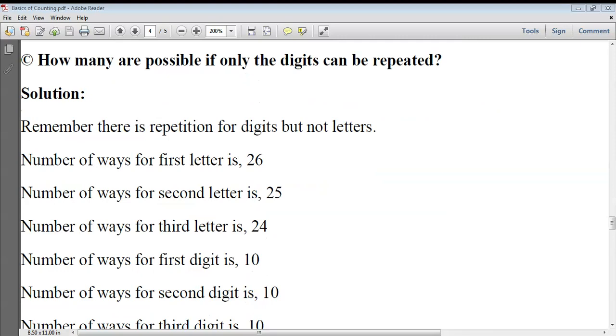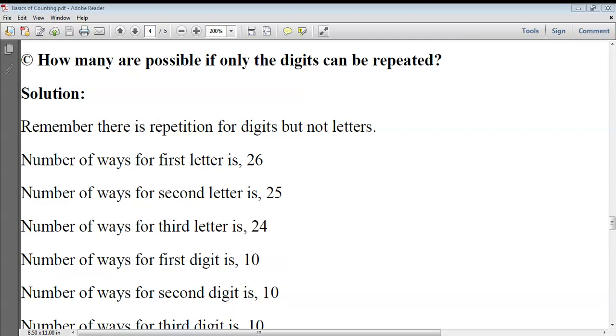In the third question, they are allowing to repeat digits but not letters. So letters are not repeated here. First place chance 26, second place 25, third place 24. Fourth place is a digit, 10 chances. Fifth place is a digit, 10 chances. Sixth place is also 10. Seventh place is also 10. So it will be 26 into 25 into 24 into 10 to the power 4 when letters are not repeated and digits are repeated.